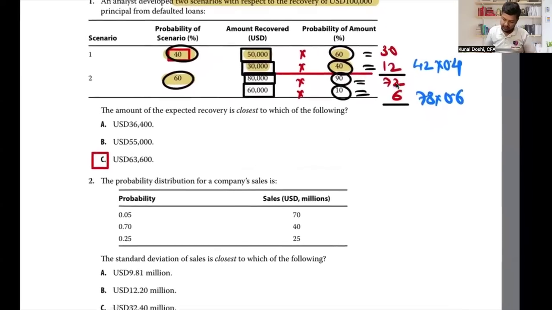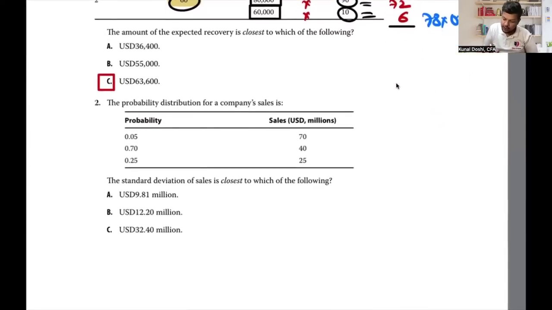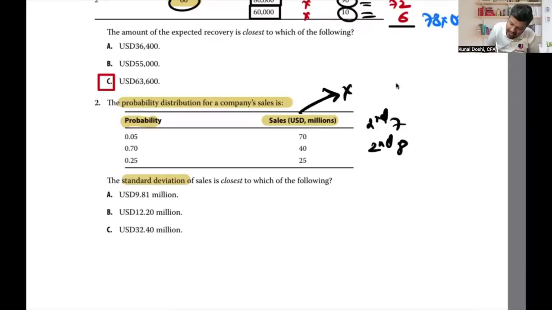Okay. The next one, probability distribution for the company sale is given. I've been given probability and sales value and I've been asked the standard deviation of sales. Now again, can I use the second 7, second 8 function? Yes, you can use the second 7, second 8 function if you don't want to do it manually. But remember, this will be my X and this will be my Y. My probability will be in the Y.